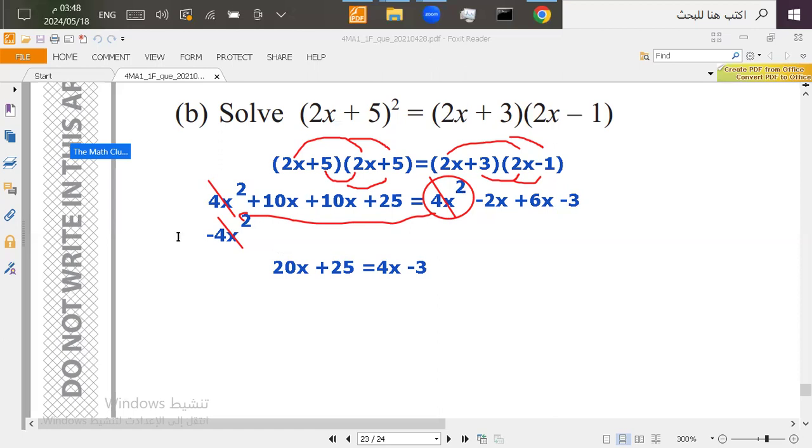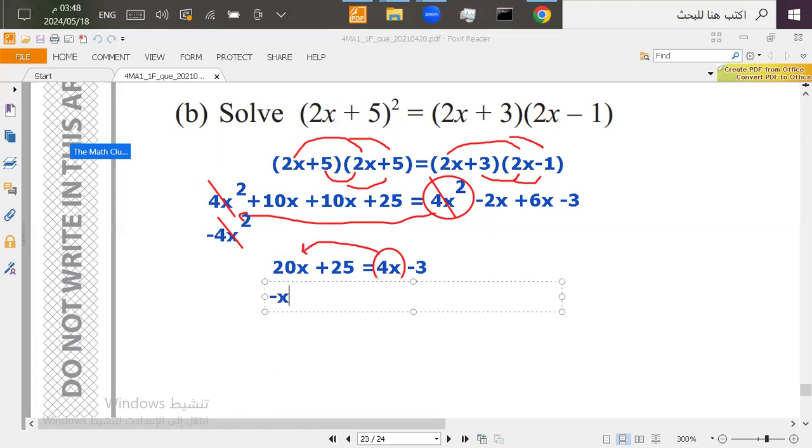Now I'm going to continue simplifying by taking like terms to their sides. Now this is a 4x. I'm going to take it here to this side. And it's going to be negative 4x. Okay, negative 4x.